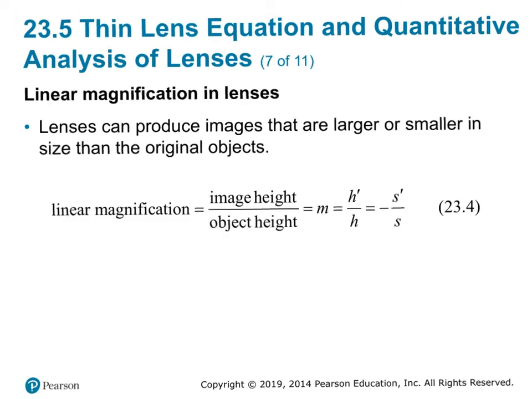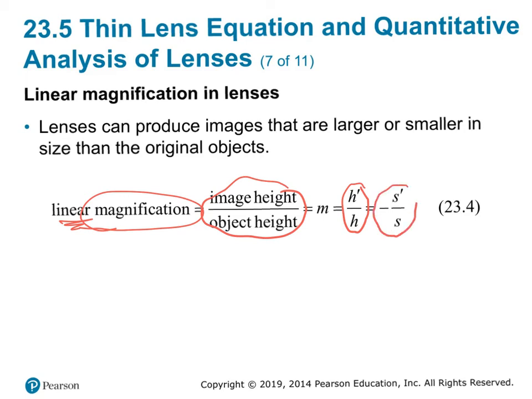Let's talk real quick about the magnification factor. This is called linear magnification. There's also a quantity called angular magnification, but you don't need to know that for the AP2 exam. So we're just going to talk about linear magnification. Just like with a mirror, it's the ratio of the image height to the object height. So h prime to h in your textbook is the ratio of the image height to the object height.